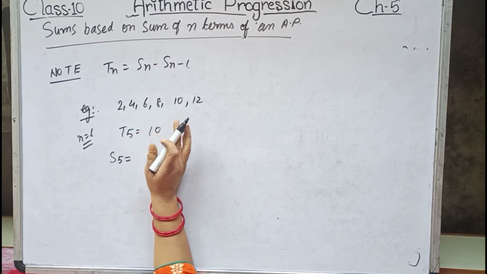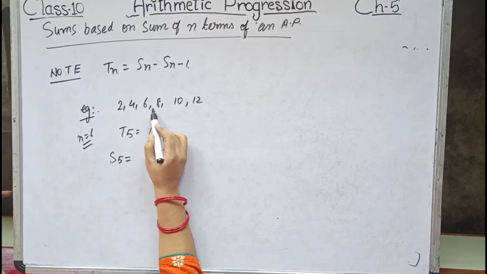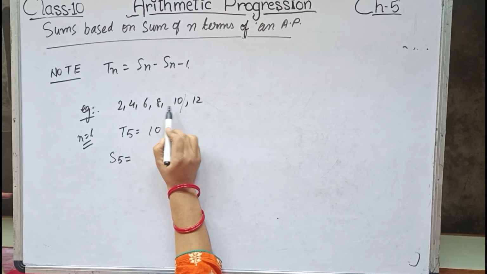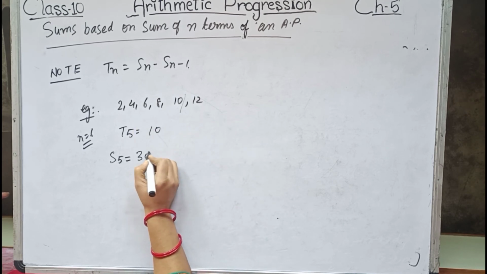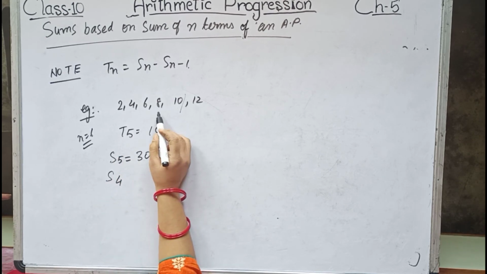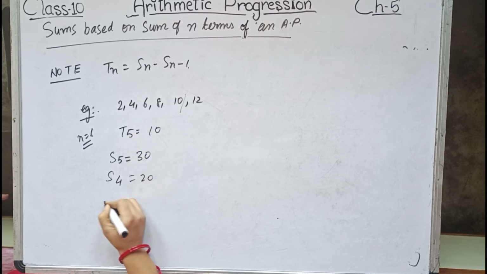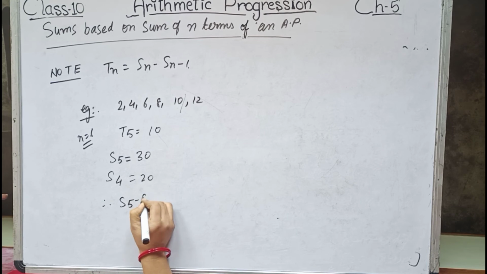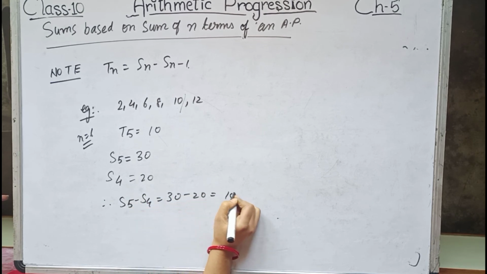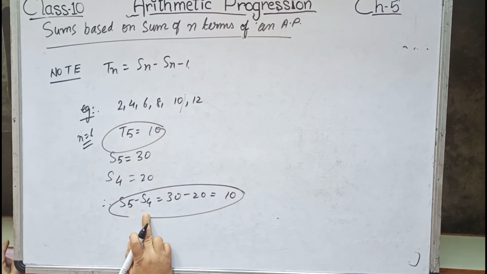S5 is equal to the sum of this till 5th term. So if we take the sum till 5th term, that is 1, 2, 3, 4, 5, till this term, what is the sum? So this will be 10, 20 and 30. So this is 30, and Sn minus 1, that is 5 minus 1, till 4th term. So till 4th term the sum will be 10 and 10, that is 20. Therefore S5 minus S4 is 30 minus 20, that is 10. So you can see over here that T5 is equal to S5 minus S4.